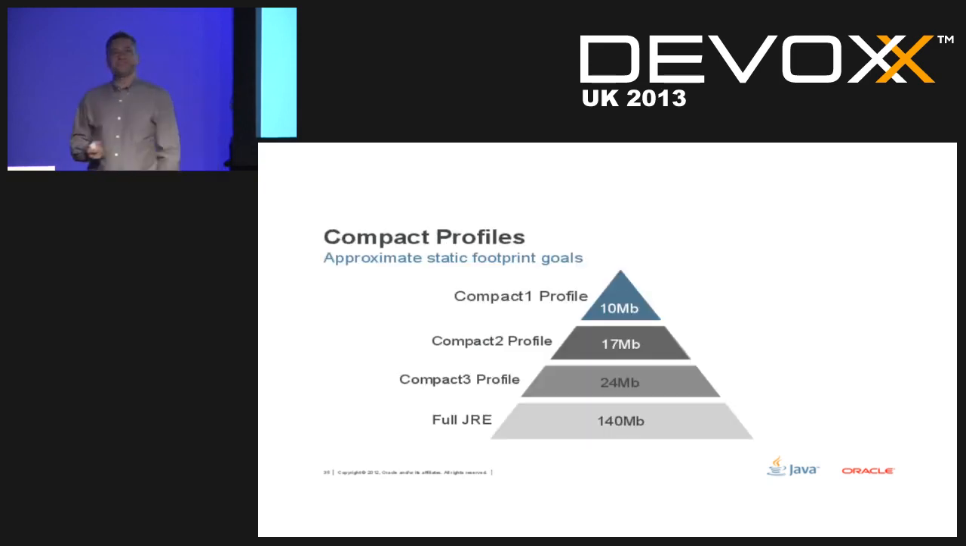Compact profiles. Because Project Jigsaw has been pushed out, with full modularity now in Java SE 9, we needed something that would enable us to subset the class libraries. And this is the idea that we've come up with. We're having a set of compact profiles, which, like I say, are effectively subsets of the class libraries.